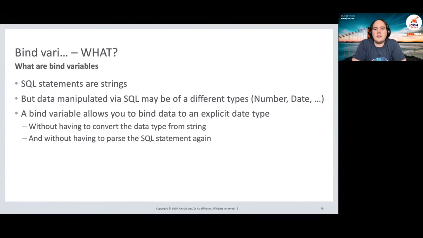And also the way databases hash SQL statements depends on the SQL text, the string that comes in. So what bind variables allow you to do is the data type conversion already, or perhaps no data type conversion, because you're already dealing with an integer or a date in your application. Don't have the database do it. And also you may save the database a lot of time by not having to parse the SQL statement.